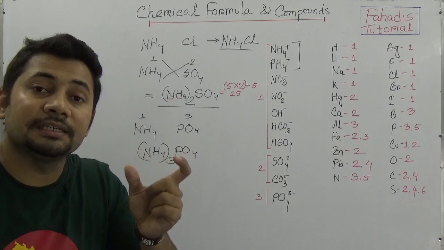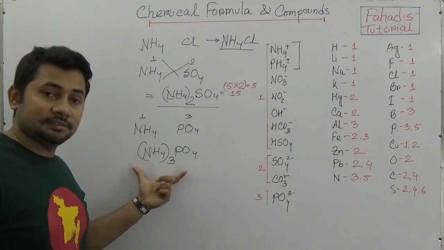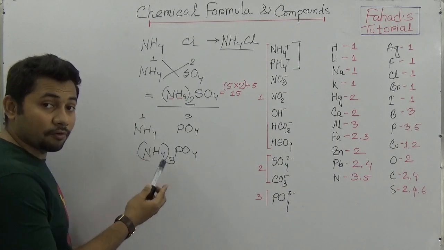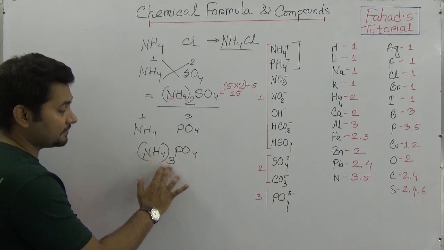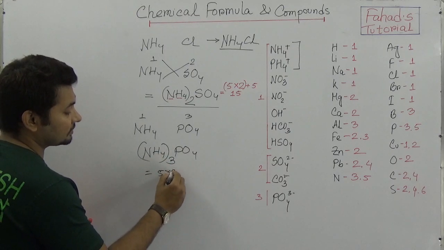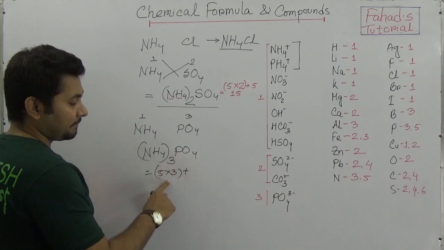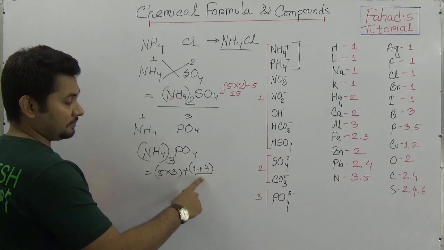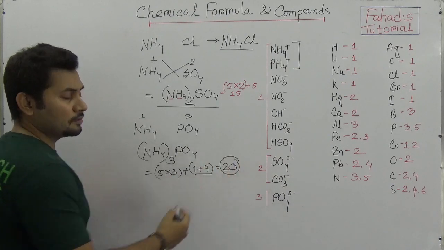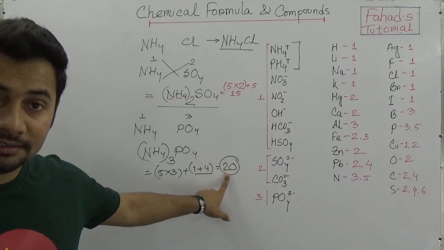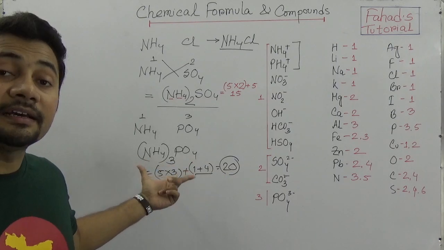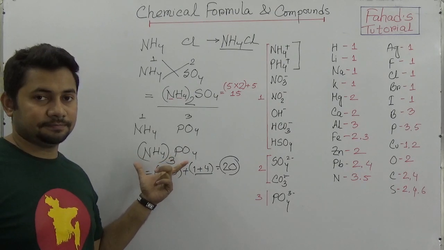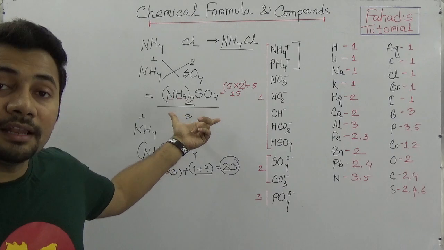But the question is what is the atom number in these compounds? Then we need to think, okay, this is nitrogen 1 and hydrogen 4. So 4 and 1 is 5. 5 times 3 is 15, plus phosphorus 1 and oxygen 4 is 5. So 15 plus 5 is 20. So we can say that there are 20 atoms in these compounds and there are 4 elements in these compounds. This is ammonium phosphate and this is ammonium sulfate.